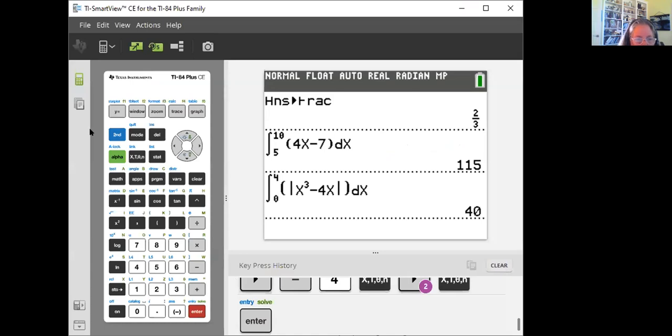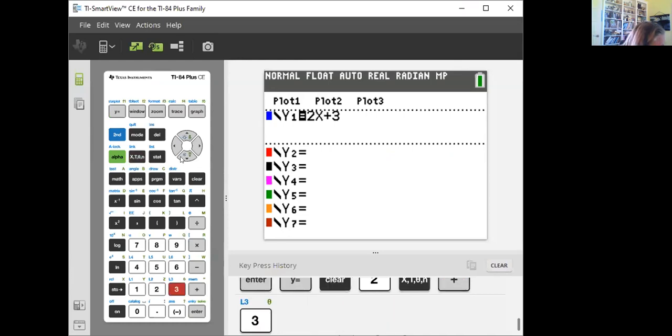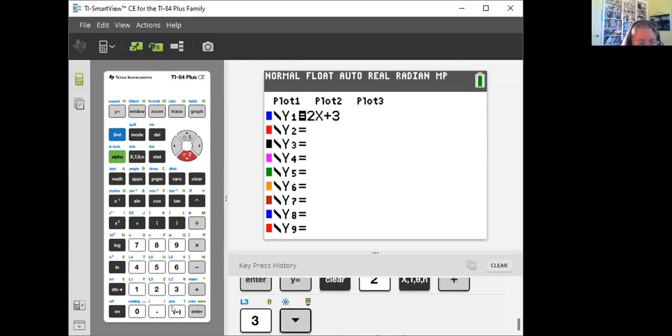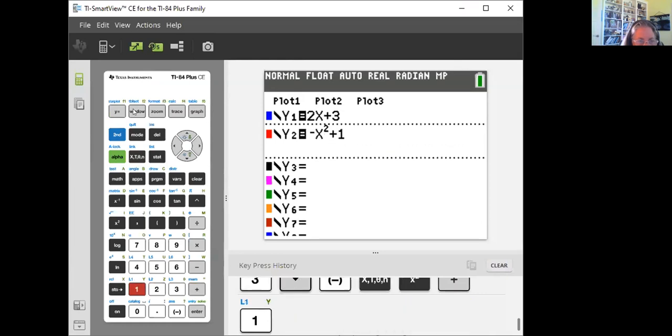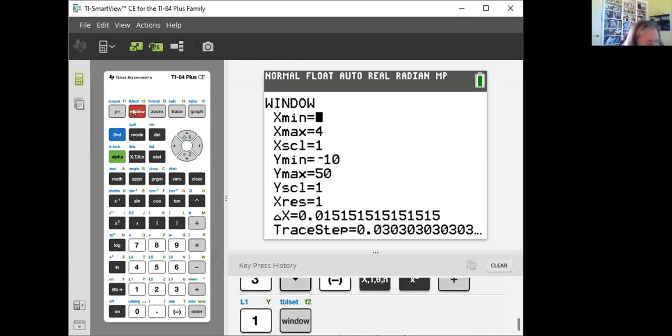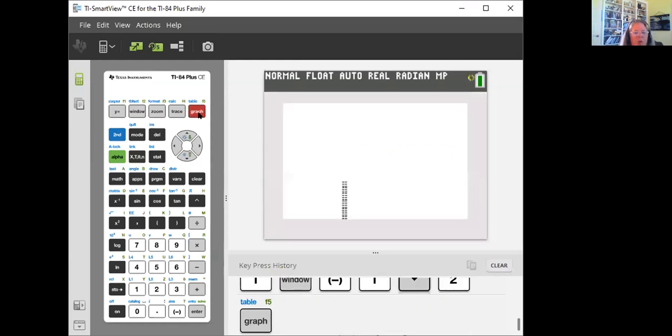All right, so I'm going to go into y equals, and I'm going to type both functions. So one was 2x plus 3. And the other one was negative x squared plus 1. I want to know which one's on top in the interval that I'm considering. The interval that they gave us was negative 1 to 2. So I'm going to change x to go from negative 1 to 2. And we'll take a look at the graphs.